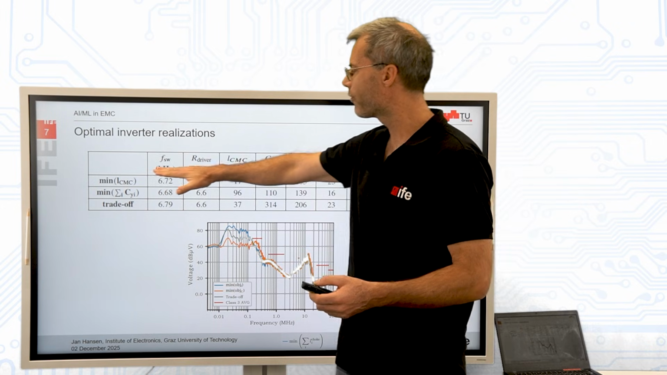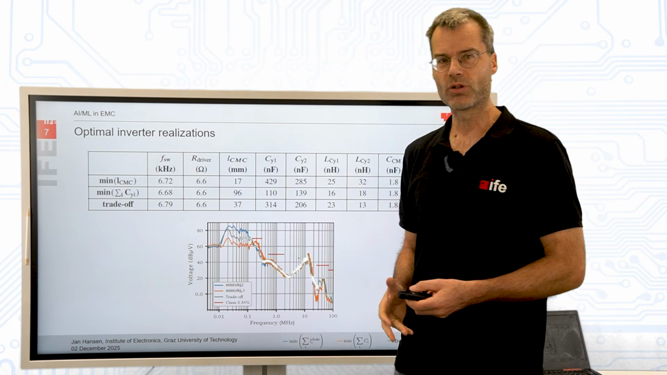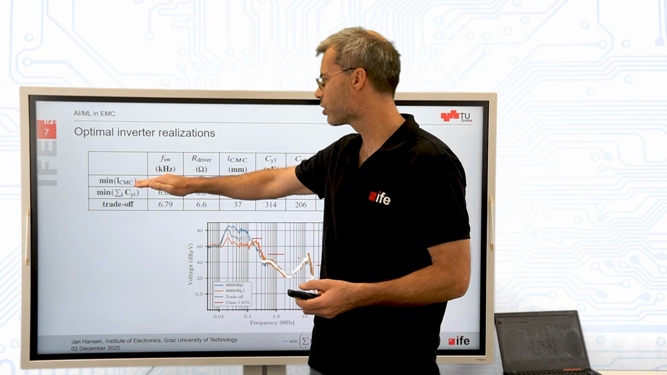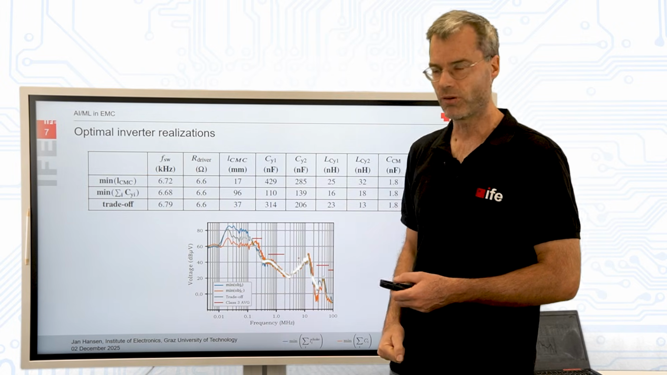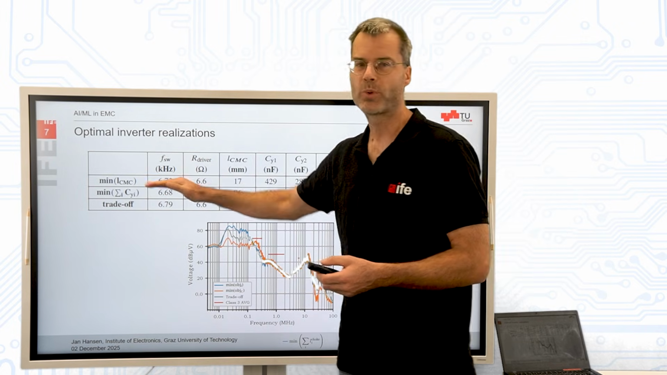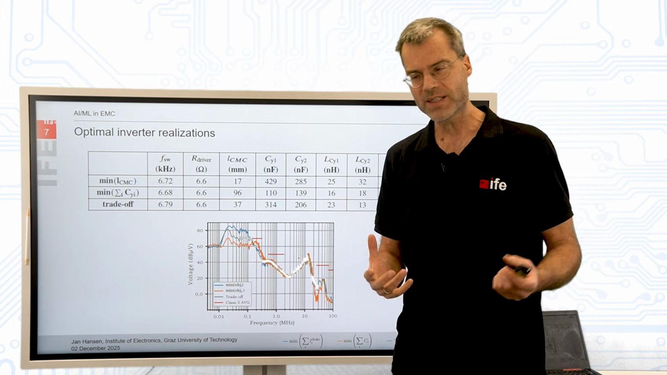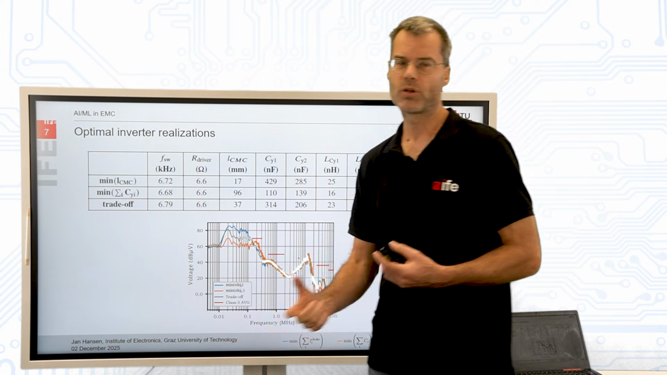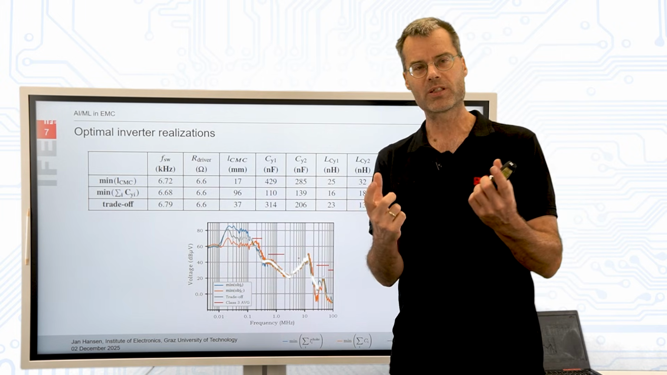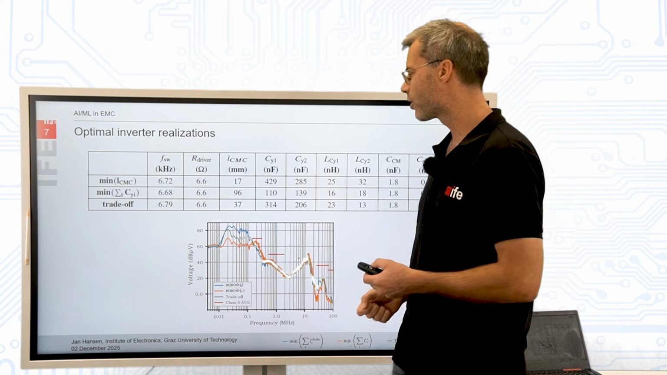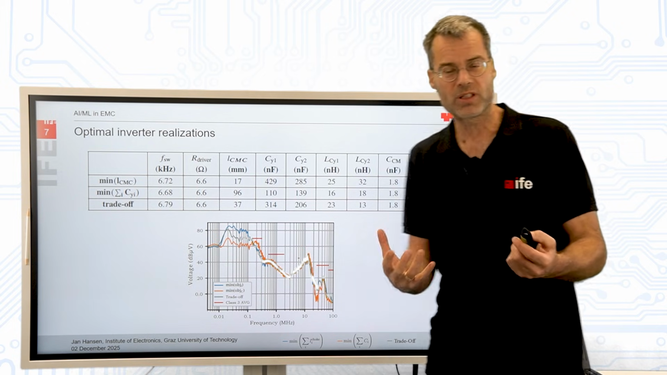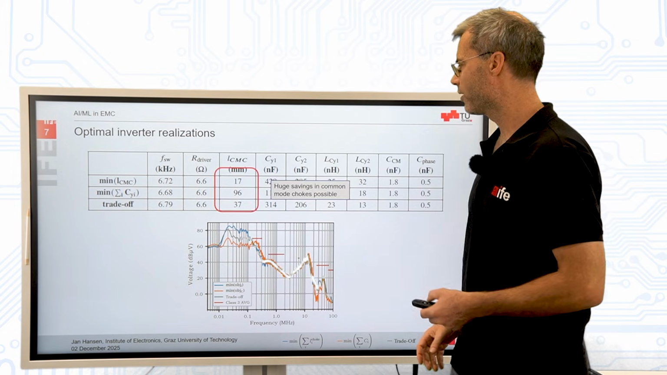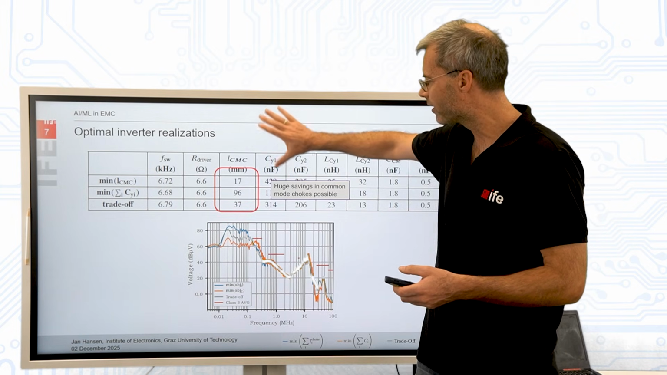Here we have three Pareto optimal solutions. One is the solution where we have the minimum of the common mode choke. The second is the solution where we choose all the capacitors of the EMI filter to be minimal. And we have a trade-off solution where we sort of balance the size of the capacitors with the size of the common mode choke. The common mode choke is a very expensive parameter, and this is why we look a little more closely at its values.